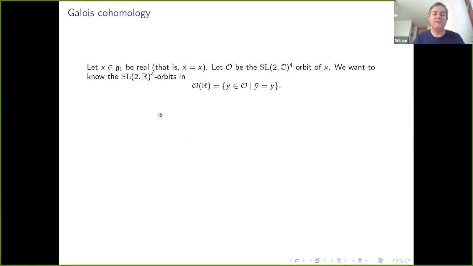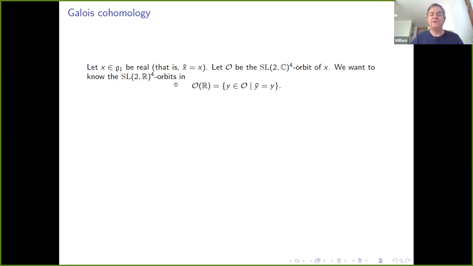Now, if you start with G1, so now I consider the complex G1, the same thing as before, the complex thing. And I take an X in there, and I suppose it's real. So it means that it's fixed under conjugation. So I take a real element in my complex module, and you take the complex orbit of this X. So I determined previously all these orbits. So I take one, a complex orbit of a real element now.